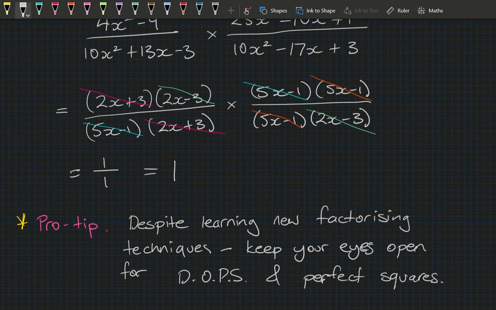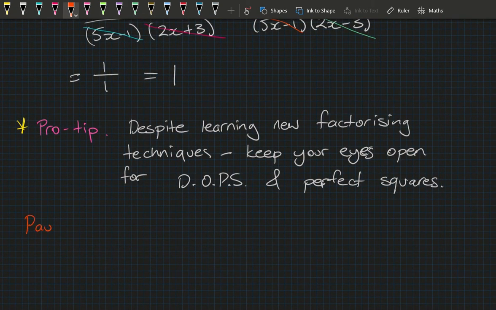And right about now you should pause the video and work on question 7 in the new book and question 8 in the old book. And then come back and we'll summarise this lesson.